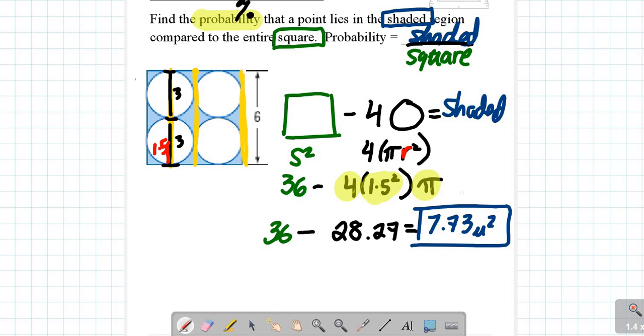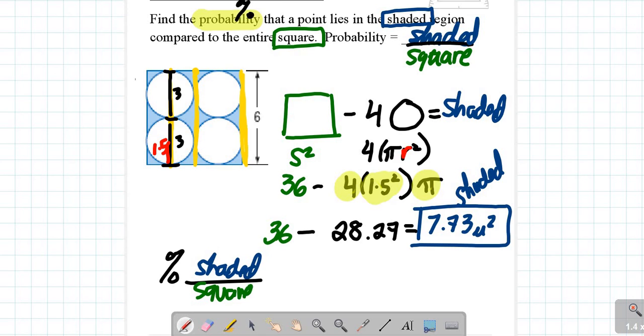Okay, always label your stuff. If you just found shaded, let's go ahead and write the word shaded. Now, percent probability in this case is the shaded divided by the whole square. So our shaded divided by your square. And then you get that decimal.